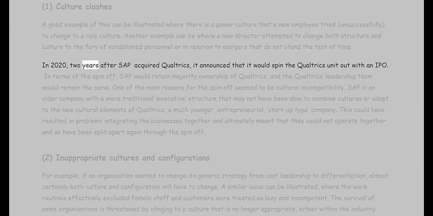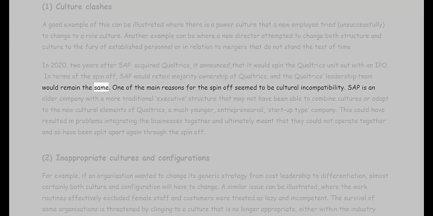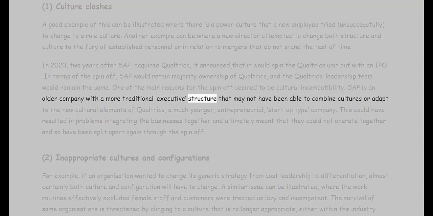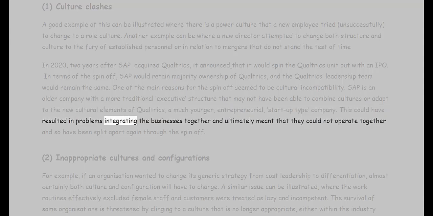In 2020, 2 years after SAP acquired Qualtrics, it announced that it would spin the Qualtrics unit out with an IPO. In terms of the spin-off, SAP would retain majority ownership of Qualtrics, and the Qualtrics leadership team would remain the same. One of the main reasons for the spin-off seemed to be cultural incompatibility. SAP is an older company with a more traditional executive structure that may not have been able to combine cultures or adapt to the new cultural elements of Qualtrics, a much younger, entrepreneurial, startup-type company. This could have resulted in problems integrating the businesses together and ultimately meant that they could not operate together and so have been split apart again through the spin-off.